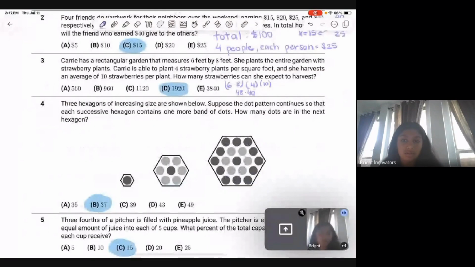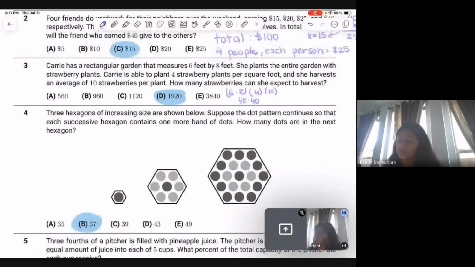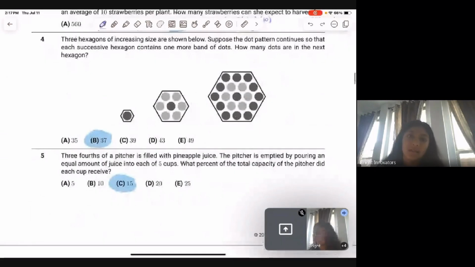Next one is the third one. So you just have to multiply all the numbers together. So 6 by 8 is the dimensions of the garden, and then there's 4 plants per square foot. So you multiply by 4 on top of that, and then you also multiply by 10 because there's 10 per plant, and then you get 48 times 40, which is 1920, I think. Yeah.